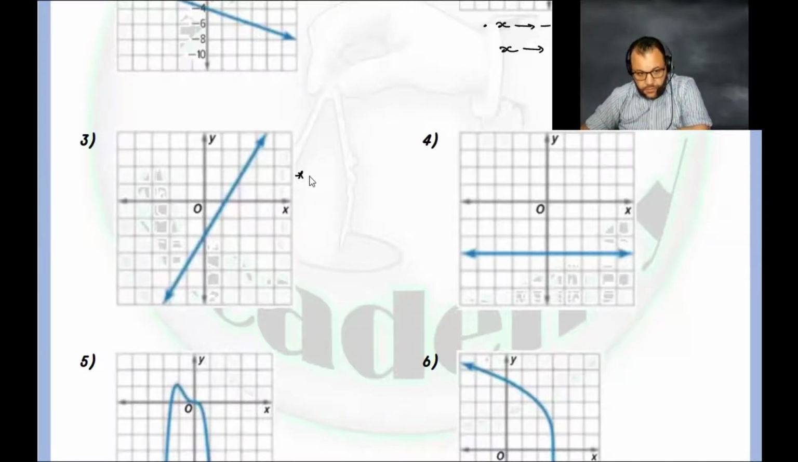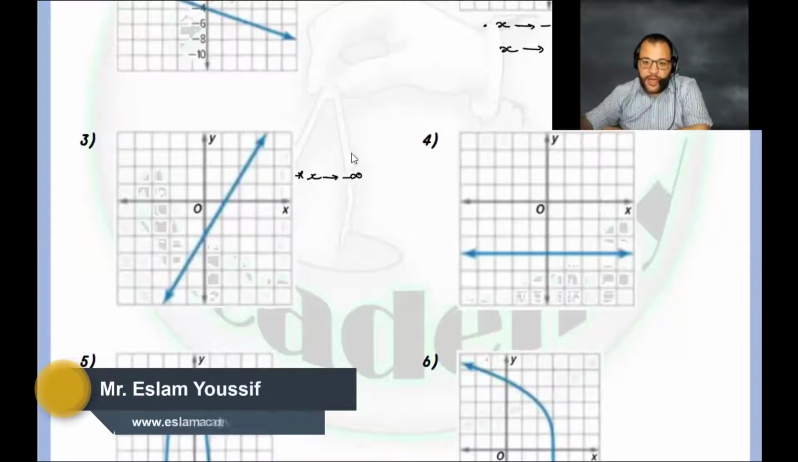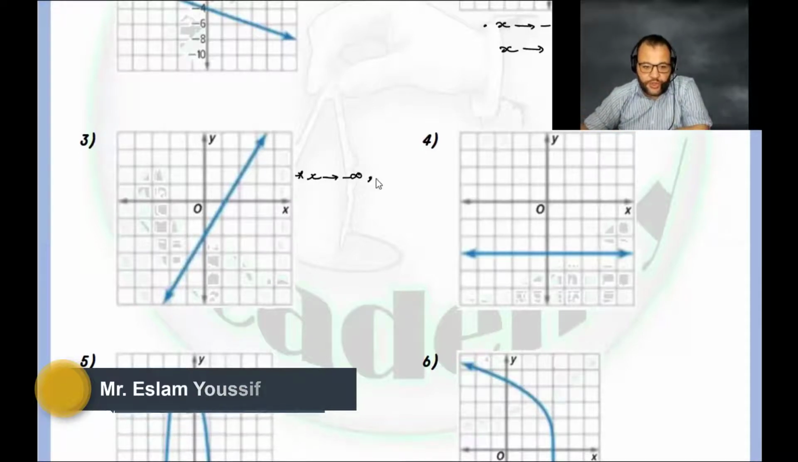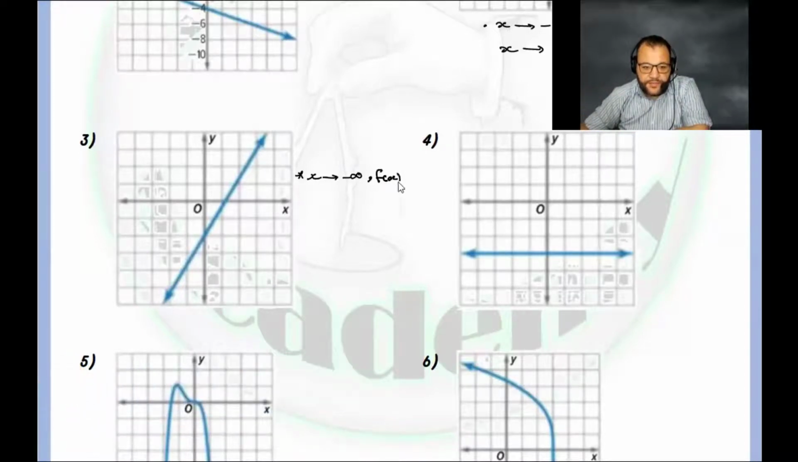So when x is going left, it's going to negative infinity. I said left and right just to help you understand, and I know the expression. f of x approaches negative infinity from the left side, going down. When x is approaching positive infinity, the function f of x also approaches positive infinity. You can write f of x or y, both of them are right.